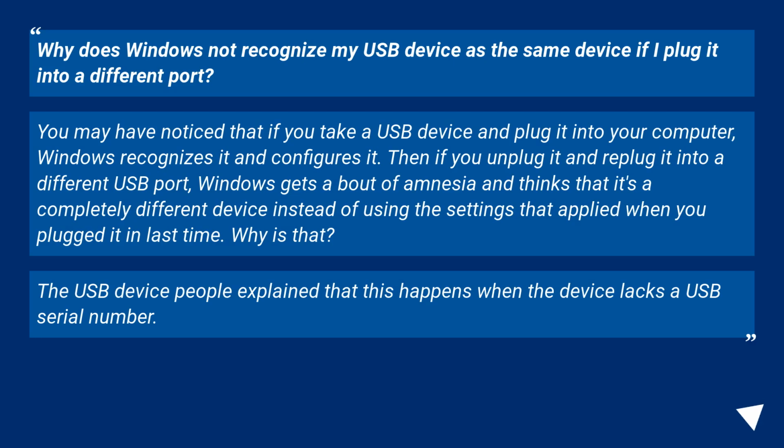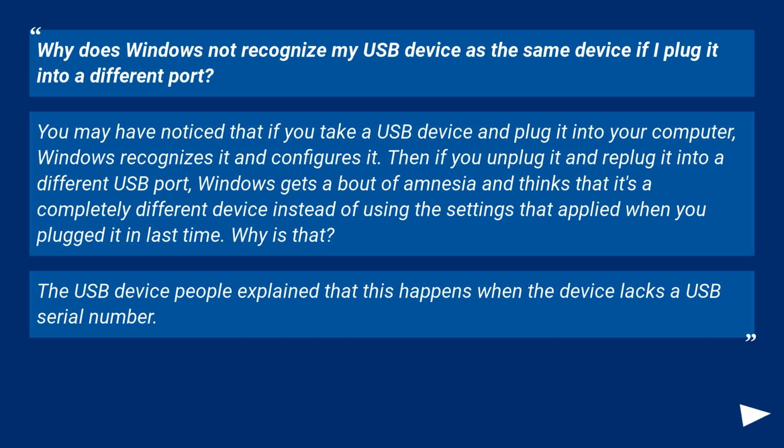According to Raymond Chen: Why does Windows not recognize my USB device as the same device if I plug it into a different port? You may have noticed that if you take a USB device and plug it into your computer, Windows recognizes it and configures it. Then if you unplug it and replug it into a different USB port, Windows gets a bout of amnesia and thinks that it's a completely different device instead of using the settings that applied when you plugged it in last time. Why is that?